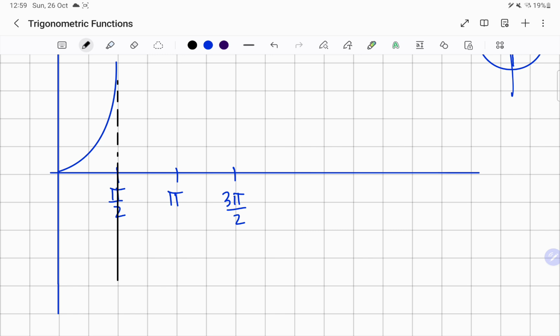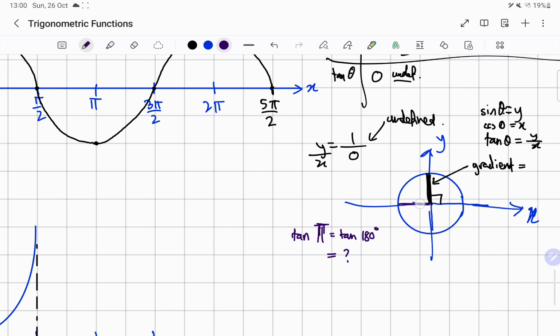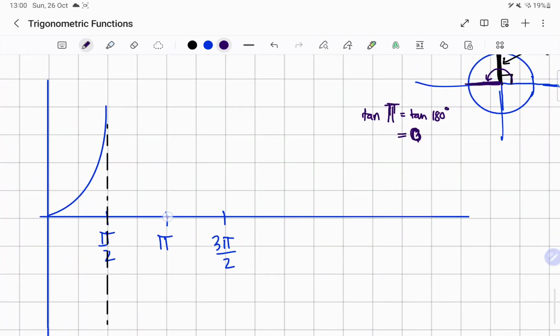And when you take tangent for other angles, let's go back to that same unit circle. Now you want to find tangent of pi, which is tangent of 180 degrees. What is this? Well, tangent pi is another flat line. This is 180 degrees, another flat line, so tangent pi is 0.